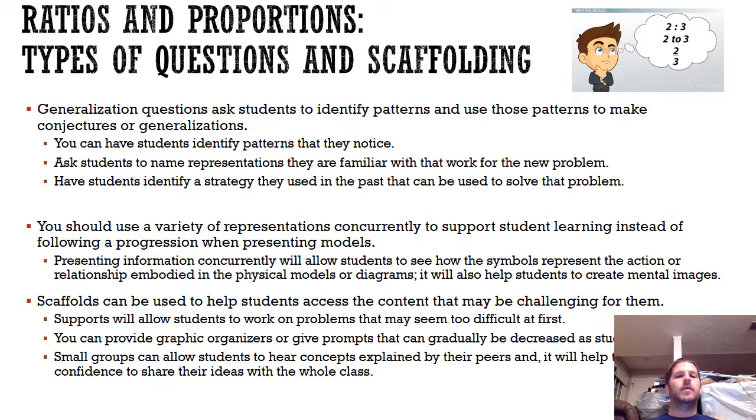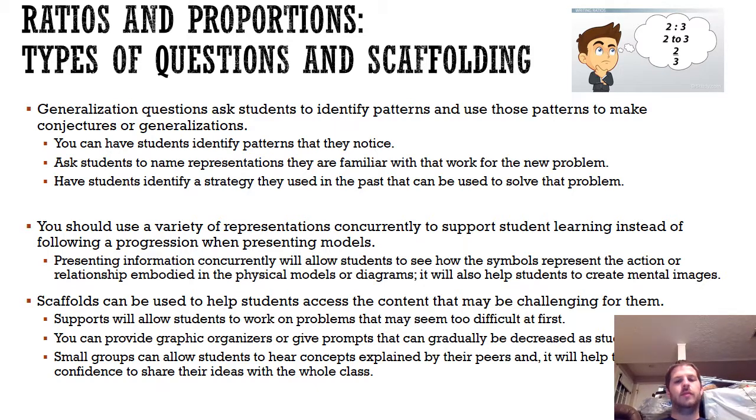You should use a variety of representations concurrently to support student learning instead of following a progression when presenting models. Presenting information concurrently will allow students to see how the symbols represent the action or relationship embodied in the physical models or diagrams. It will also help students to create mental images.